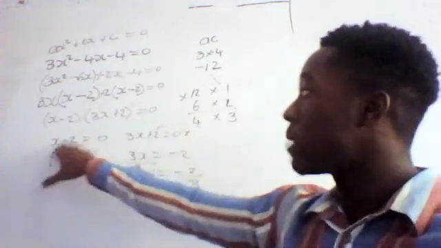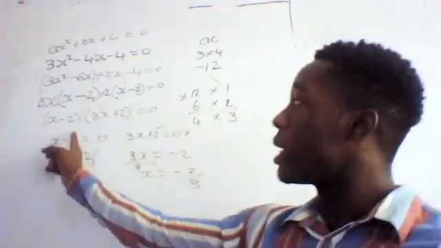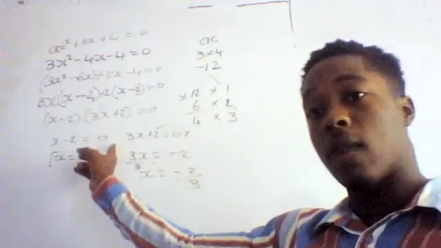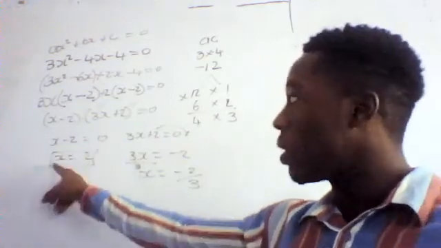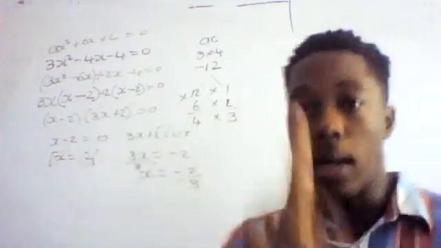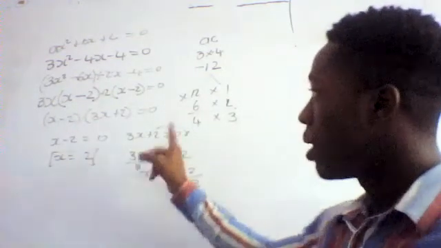So therefore, x minus 2 is equal to 0. If we carry over this -2 over to the equal sign, it becomes positive. So we're going to have x is equal to 2. Positive 2, that is.